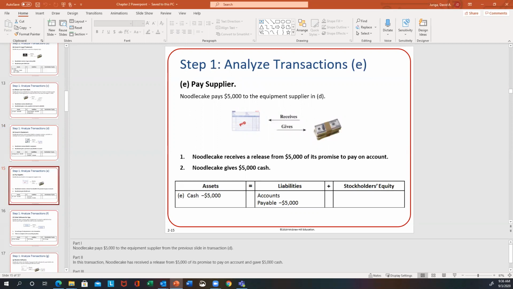So here's an example of just when you're paying your bills, you're paying your debt. So you notice you are going to be decreasing your accounts payable and decreasing your cash by the same amount.